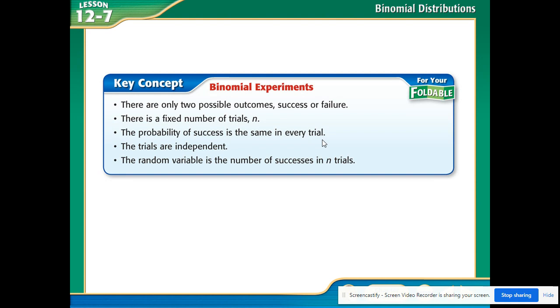It's not like we're picking something out of a bag because that will change. It's got to be the same bag over and over and over again. Each trial is independent, so one does not affect the other. And the random variable is the number of successes in a trial. So we figure out that.